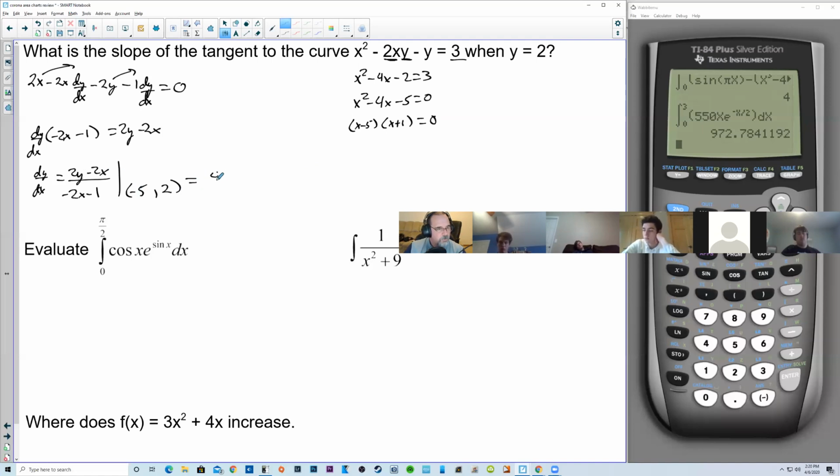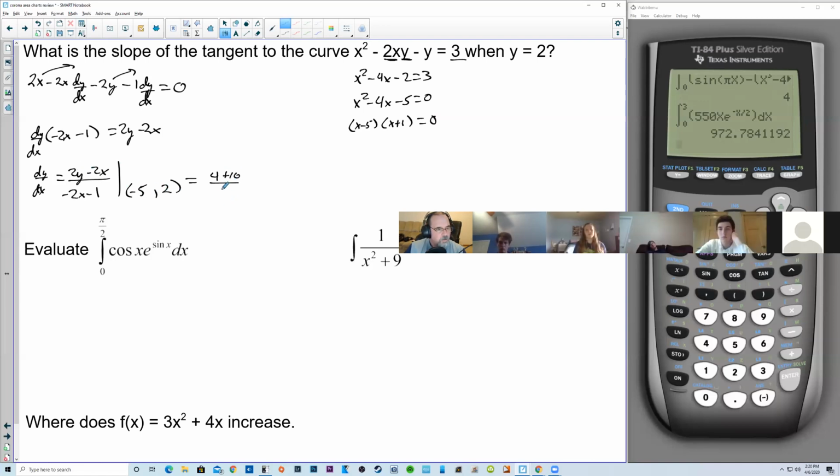So let's see, 4 plus 10, is that right? Yeah. Positive 5. That's positive 5. 4 minus 10, and then 10 minus 1. So negative 6 over 9, negative 2/3. And then we'll evaluate at negative 1, 2. So that's 4 plus 2 over 2 minus 1. So 6 over 1, so 6. Any questions on that one?